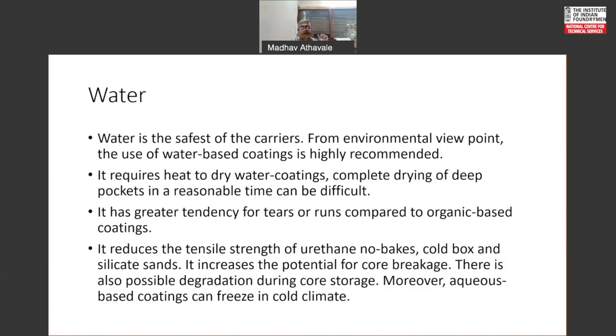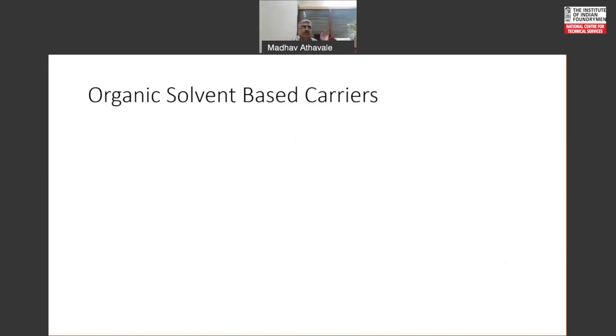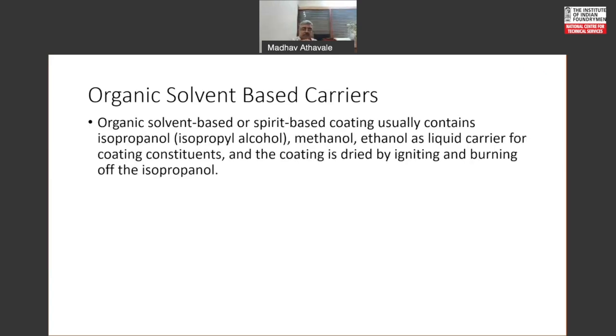Solvent-based carriers or spirit-based coatings usually contain isopropanol or methanol or ethanol as liquid carriers, and these are dried by igniting and burning off the alcohol, in this case isopropanol. Isopropanol is suited to large molds and cores, since it has got good combustion characteristics with a slow burning front and a moderately hot flame, because burning alcohol also can be a problem when we are looking at large molds and cores.